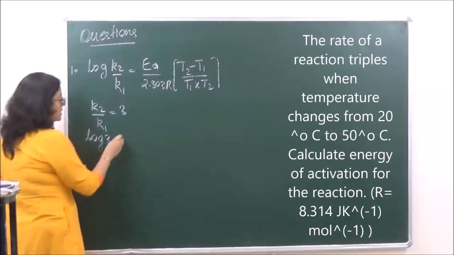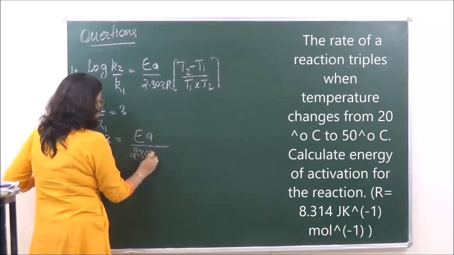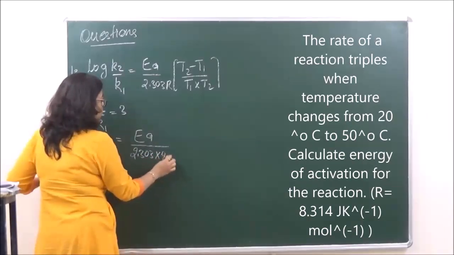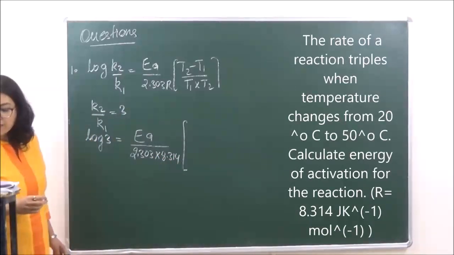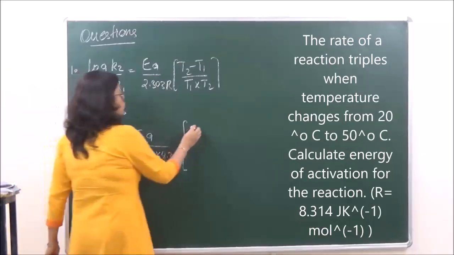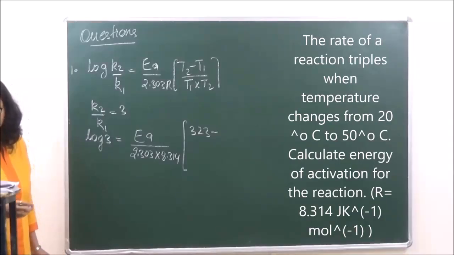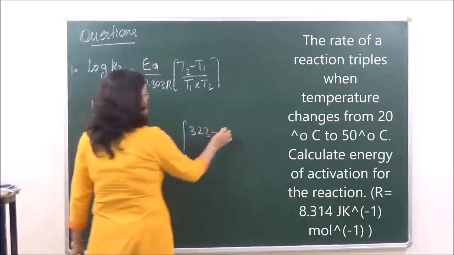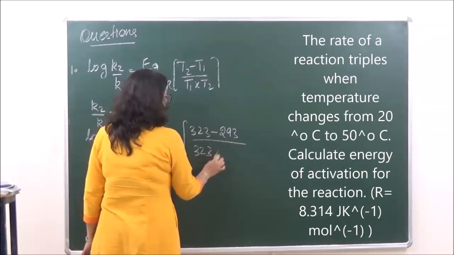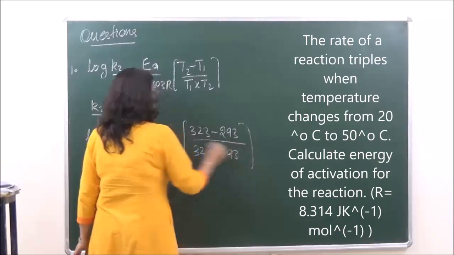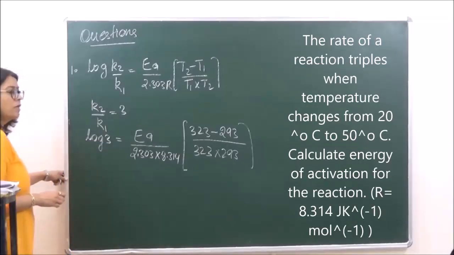Log of 3 is equal to EA upon 2.303 into 8.314 into T2 minus T1 upon T1 into T2. T2 is given to us in the question as 323, so 323 minus T1, which is given as 20 degrees, so that will be 293, upon 323 into 293.